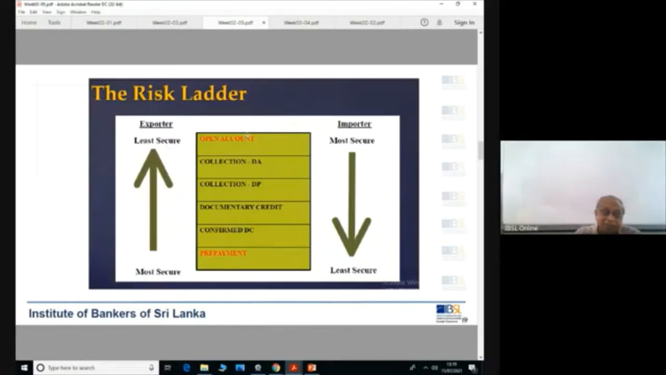Now, according to the risk ladder for the exporter and the importer, for the exporter, the most secured one is advance payment, and the least secured one is open account. But for the importer, the most secured one is open account and the least secured one is prepayment or advance payment. Right? This is what we have discussed all this time.